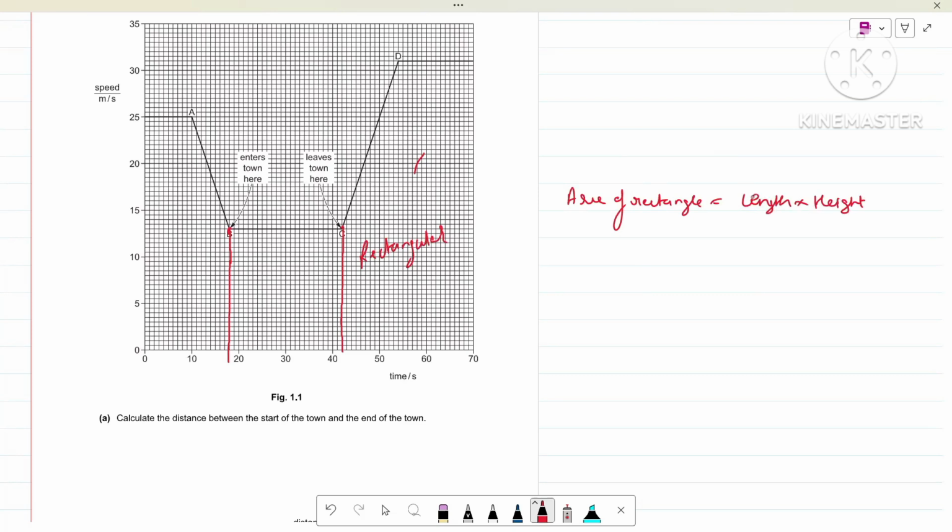Okay. Now make sure that if speed is in meter per second, here time should be in second. If time is given in minutes, then you have to convert it into second if speed is in meter per second. Unit should be same. Okay. So length, this point will be 42 and this point will be 18.